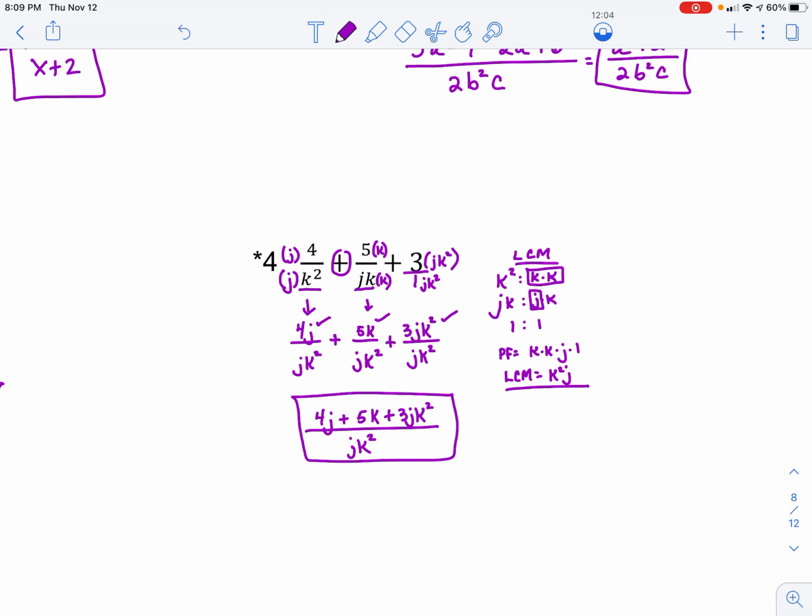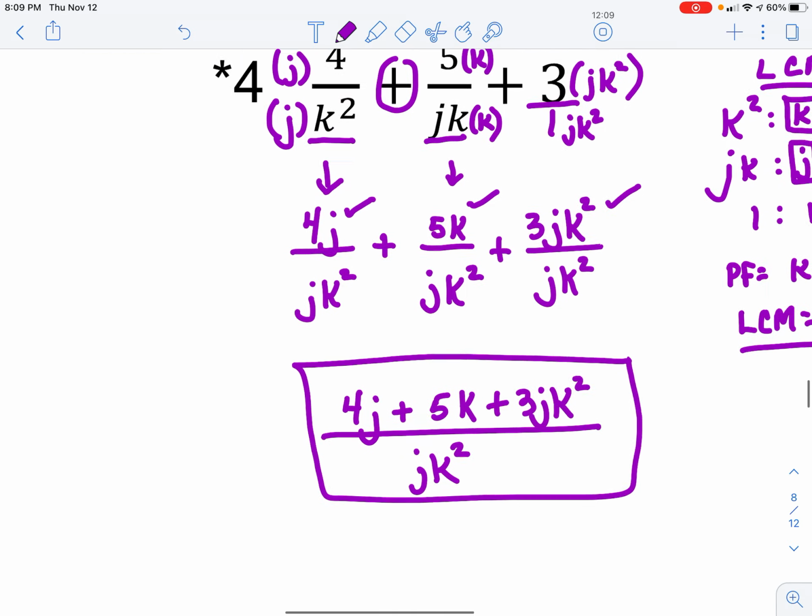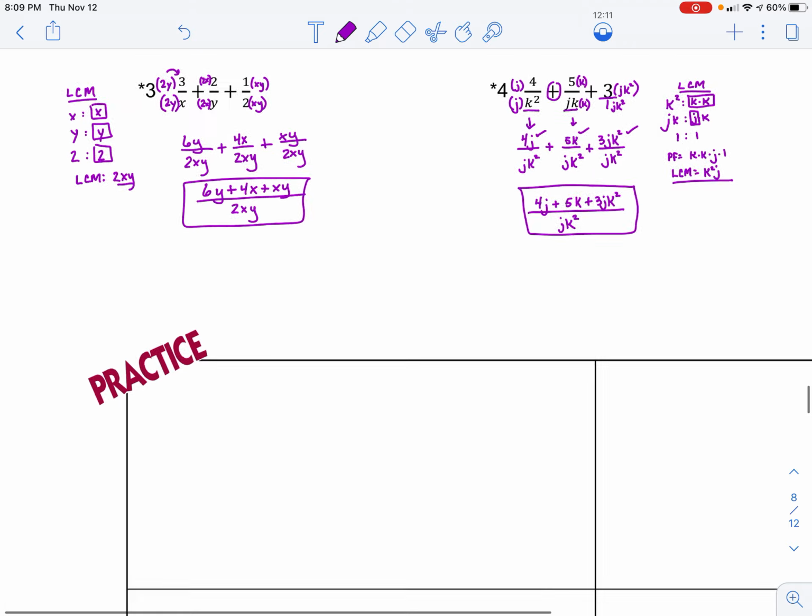Okay, so this is how you use your LCM in a little bit more complex algebraic expression. Let's look at an example together.